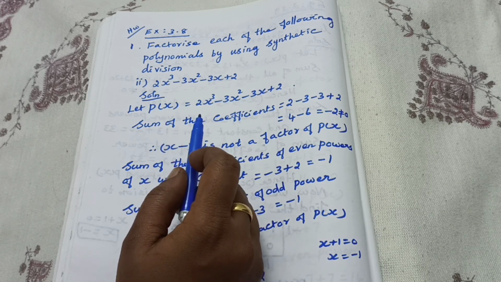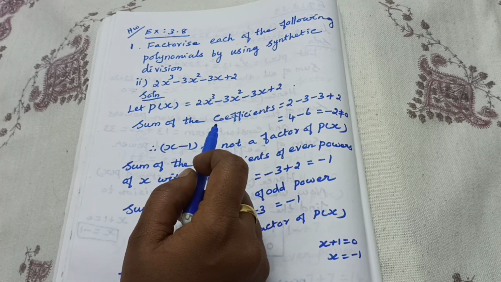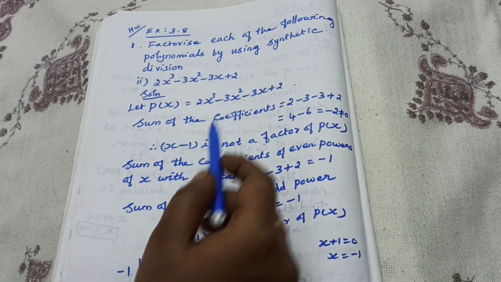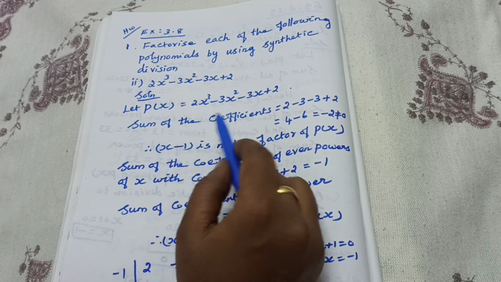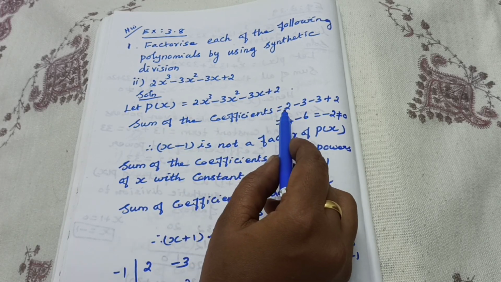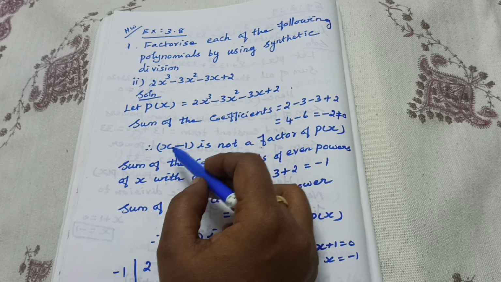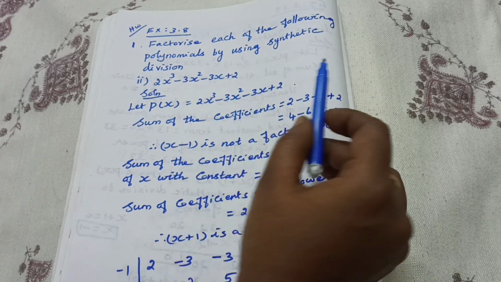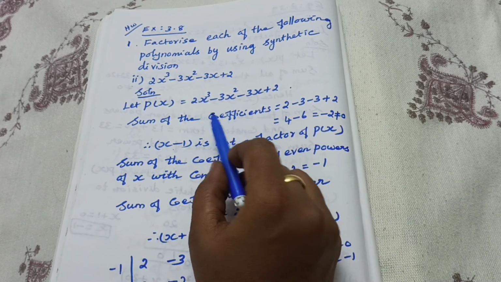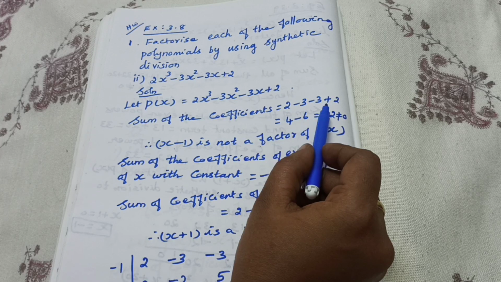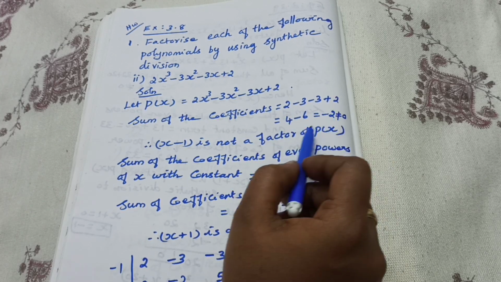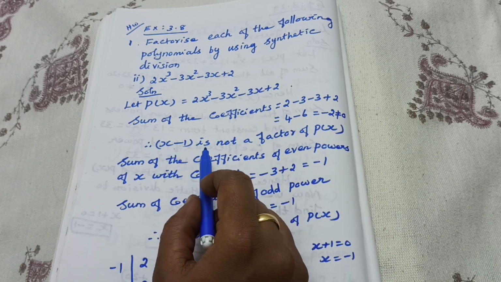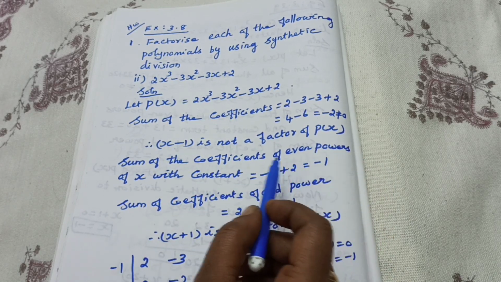So first factor we have to find. Then afterwards we can use which one? Synthetic division method. Okay. Then how can we find it? If the sum of the coefficients is equal to 0, then x minus 1 is the factor we will get, isn't it? But here, put x equal to 2 and add all the coefficients, minus 2 we got, isn't it? This is not equal to 0, therefore x minus 2 is not a factor of p of x.